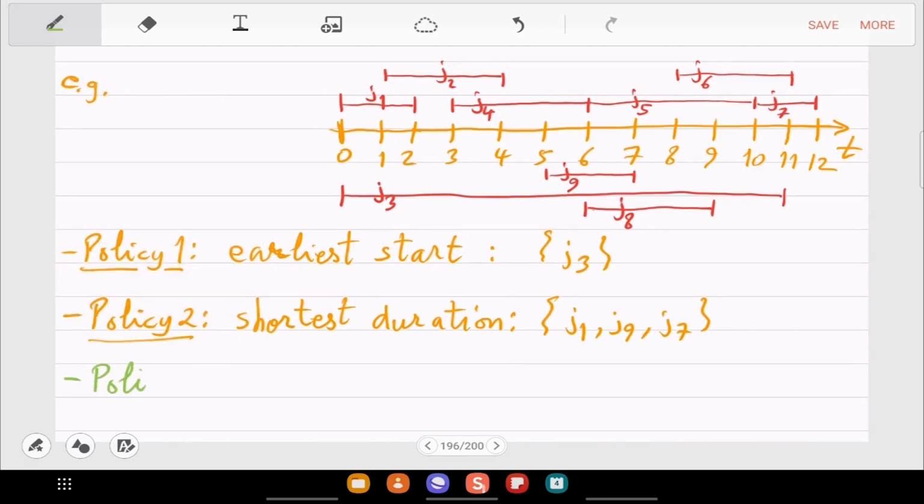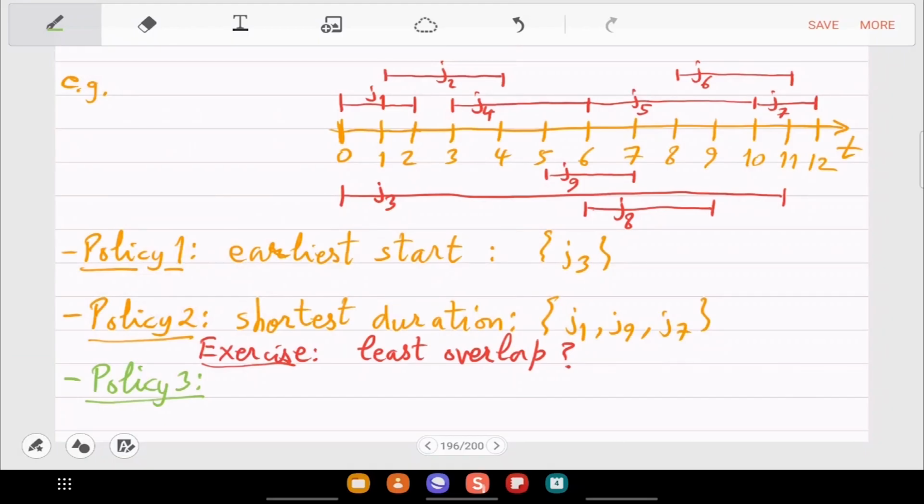What do you think? Sorry? Least overlap. Yeah, so unfortunately we don't have time to schedule your job. So let me leave that as an exercise. Yeah, so least overlap is also a valid policy. You should test what it gives. This also will not give you a complete solution.